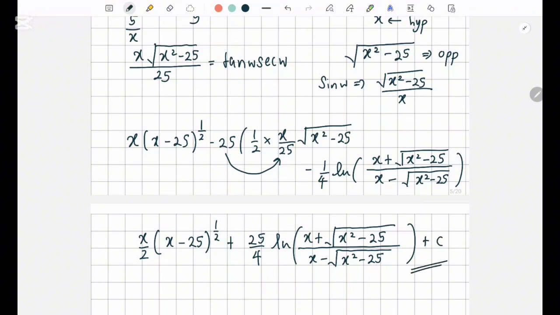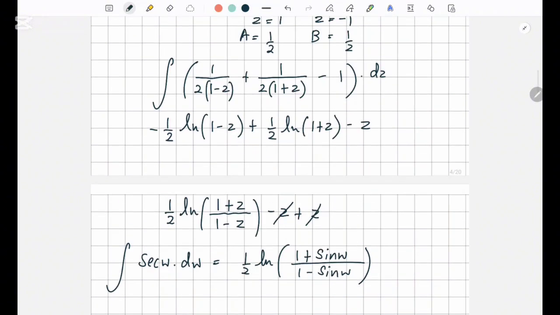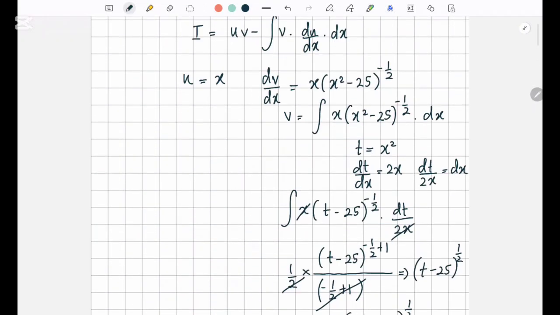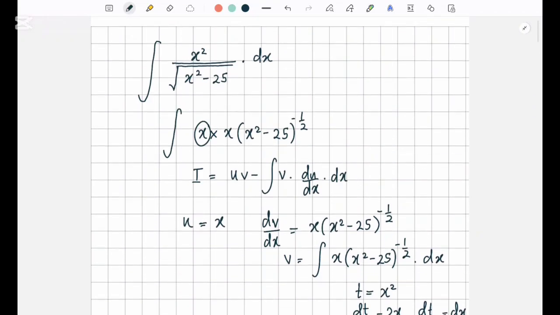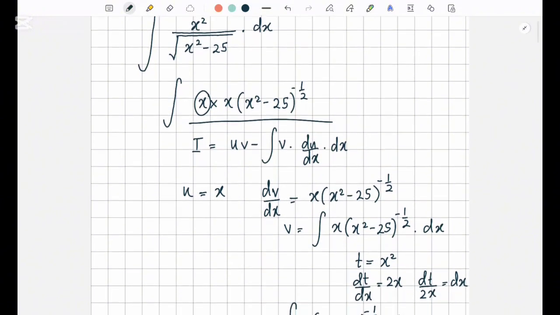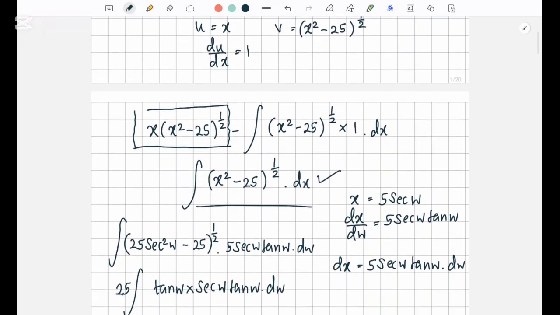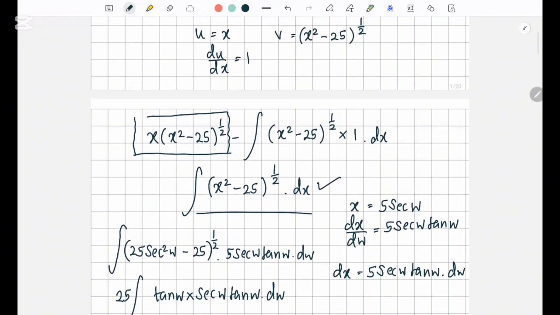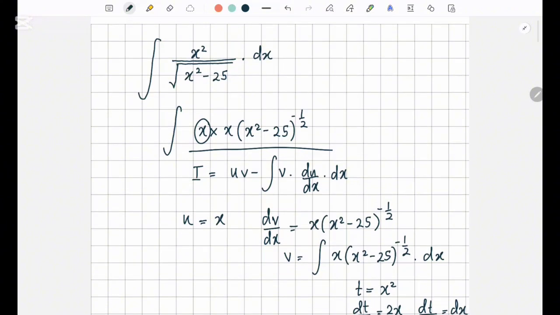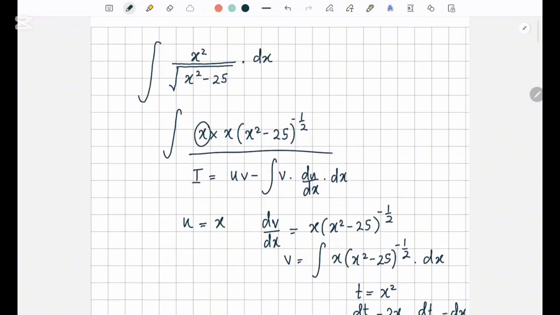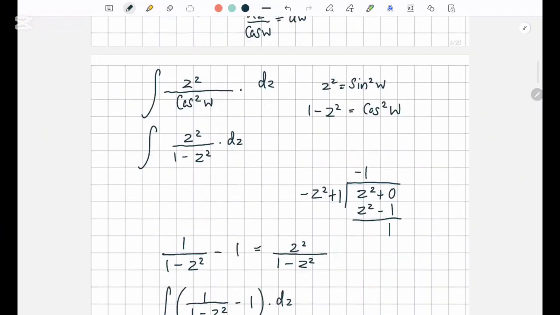I think I might have gone the long way because I broke down x squared over root x squared minus 25 like this. I feel like if I took the substitution x equals 5 sec w at the start, I think I could have solved this question even faster. But anyways, I just continued.